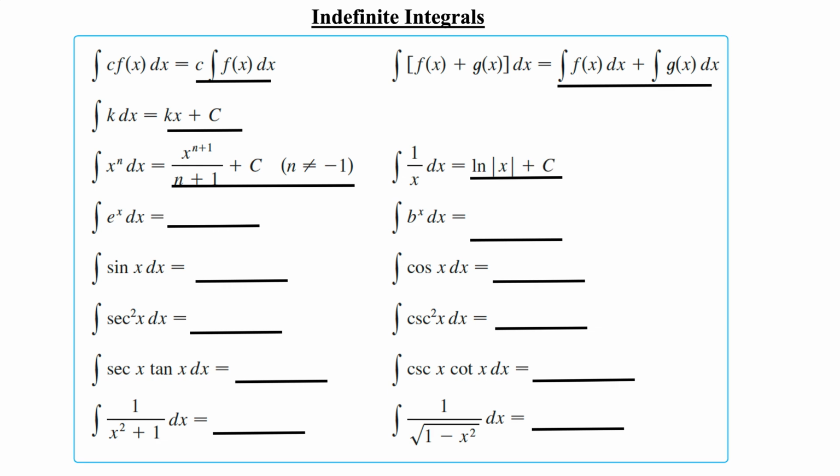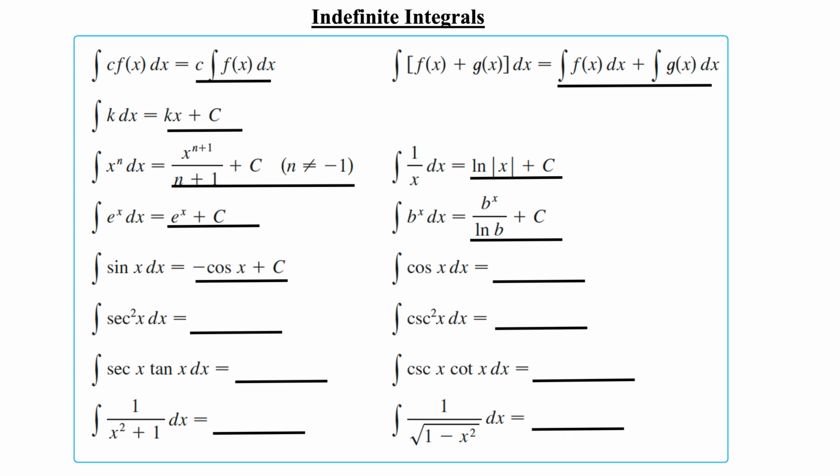That's reserved for the one to the right here. Integrate 1 over x, we found that to be the natural log of absolute value of x, and again, plus c. And integrate e to the x dx. Remember, that's just e to the x. It doesn't change, so plus c. b to the x dx is going to be b to the x divided by the natural log of b plus c. If you're confused on how that one works, please ask about that one when we have class, and we'll go through it on the board.